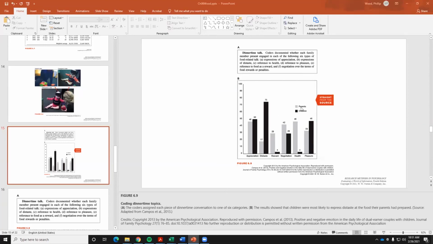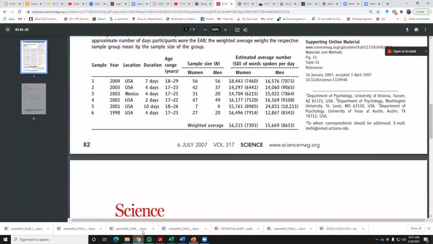Appreciation expressed by parents and children is fine. The children, however, at dinner time are talking a lot about how they don't like what they're going to be eating. For that reason, parents are negotiating. Parents are talking about health benefits. Parents are not really having a lot of pleasure here. Parents are trying to reward to get the behavior they want. This is also kind of a small study.